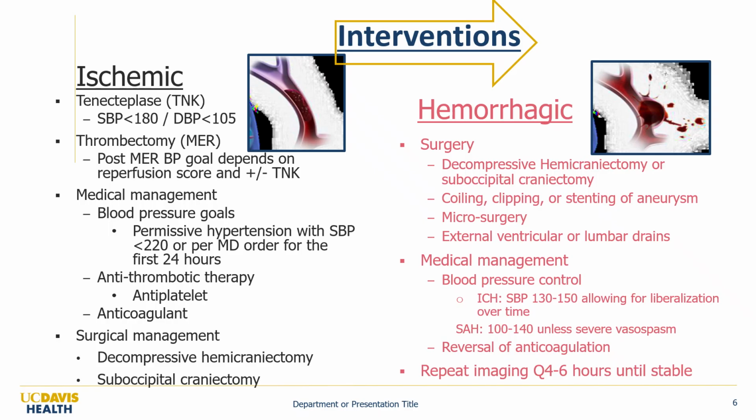Patients who get TNK can also be a candidate to get a mechanical thrombectomy if they have a large vessel occlusion. The third type of management for ischemic stroke patients includes medical management. This will include multiple medications and other interventions, including orders for something called permissive hypertension. This is where, in the acute stroke within the first 24 to 48 hours, the physicians will allow the blood pressure to be higher, giving collateral blood flow to perfuse areas of the brain cut off by that occluded vessel.